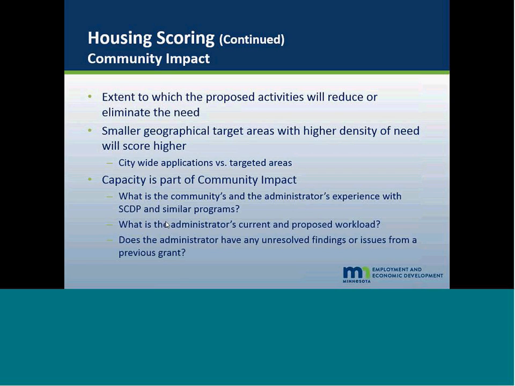Also part of community impact is what we look at. We look at the community and the administrator's experience with small cities programs. We look at the administrator's current and proposed workload. Does the administrator have any unresolved findings or issues from previous grants? So those are things that you need to keep in mind. Even though you finished a grant, you need to finish it well.